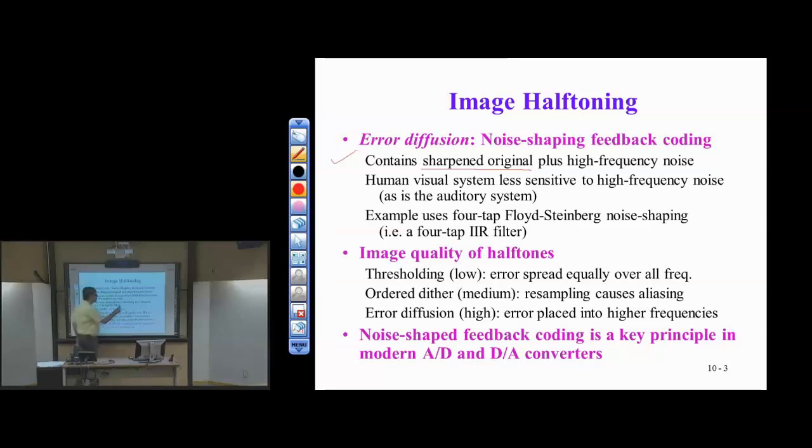Plus, we have this high-frequency noise, which comes from the quantization noise being fed back and filtered so that this noise becomes high-pass. So again, we're trading one artifact off for another. And the insight for why the noise shaping approach is useful for image display and printing is that the human visual system is, as I said earlier, less sensitive to high frequency noise. And this is also true for the auditory system.